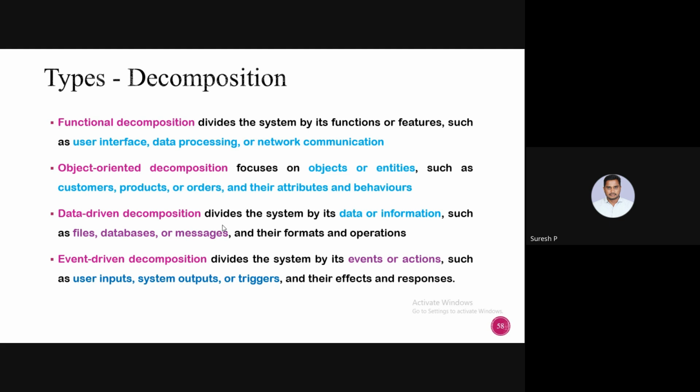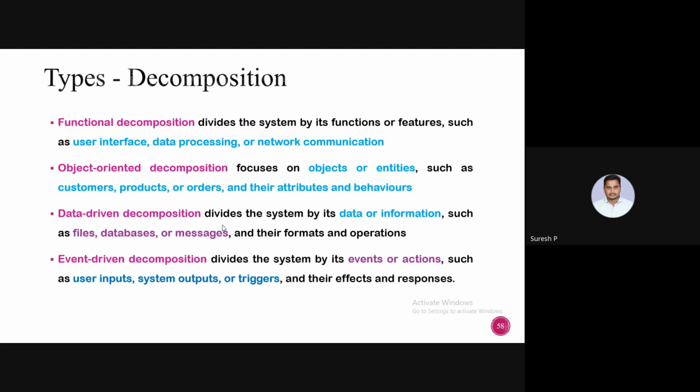For example, if you take an application type of problem, then user interface can be a function, data processing can be a function, network communication can be a function, data storage can be another function, data retrieval can be another function. Like that, every task can be treated as a function, and those will be arranged together in order to solve a problem. So that is called as functional decomposition.